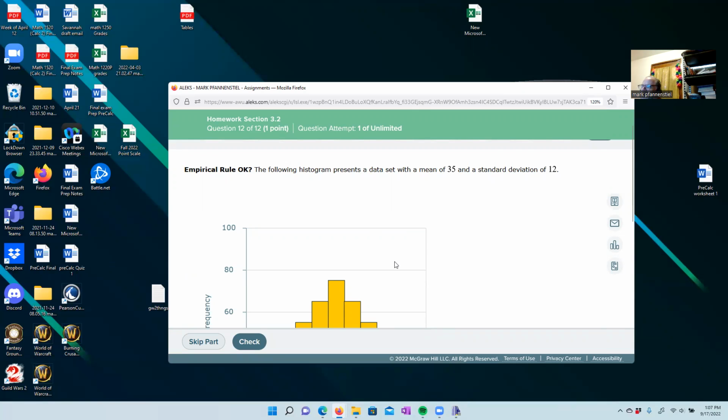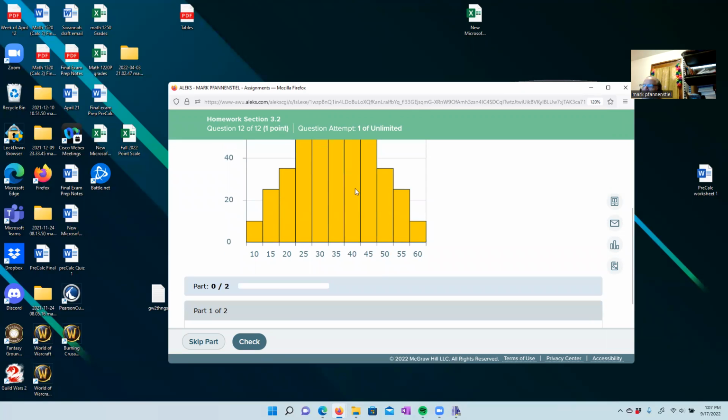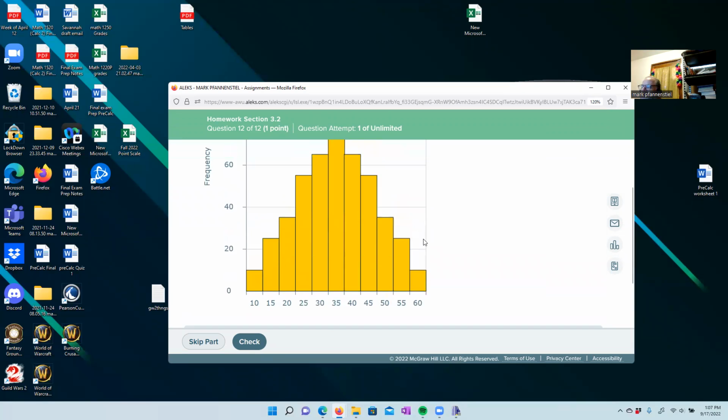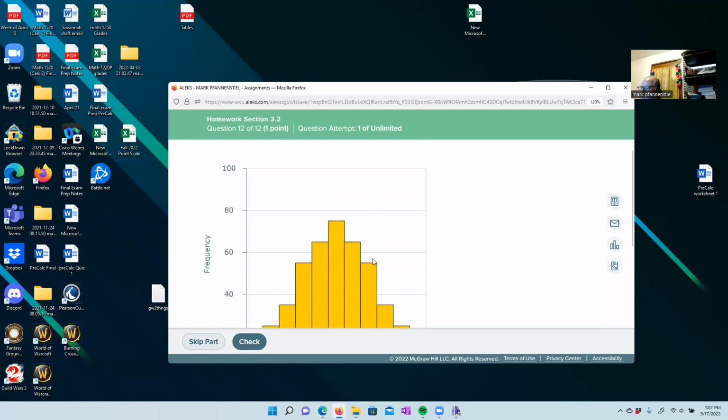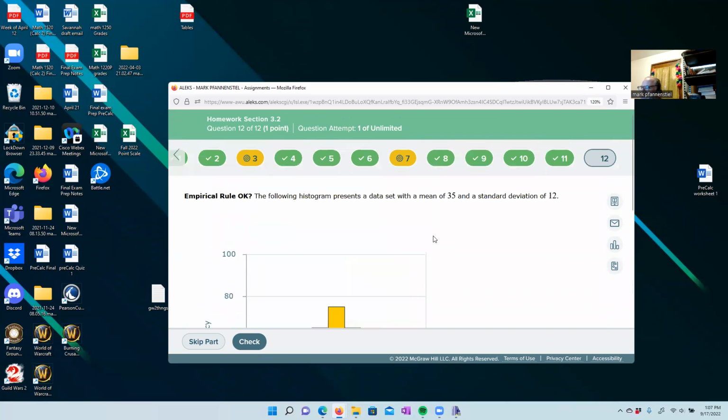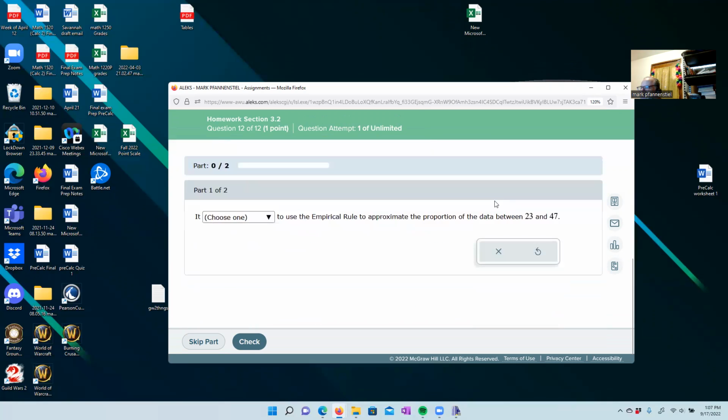Right? Is the empirical rule okay? All we're looking for is that this is bell-shaped and kind of symmetric. It sure is. So we have a bell-shaped distribution here. So can we use the empirical rule? We will be able to use the empirical rule. If you have a skewed distribution, you don't want to do that, but otherwise we'll be okay.